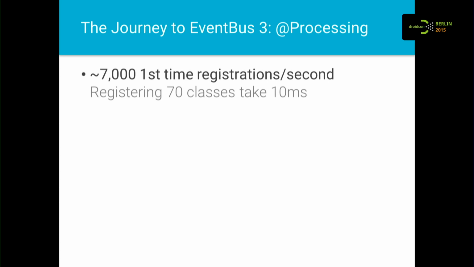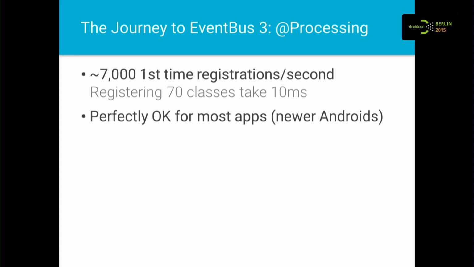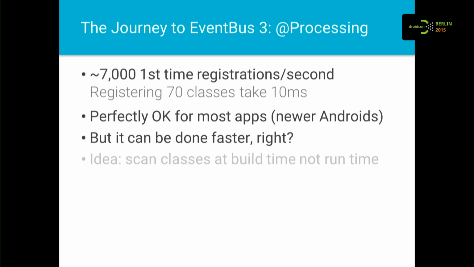So what does this mean with speed? It translates to about, if your app has like 70 classes that take 10 milliseconds. That's not so bad, right? Still not so bad. So this is okay for most apps. But I'm really a performance guy, so I want to do it as fast as possible.